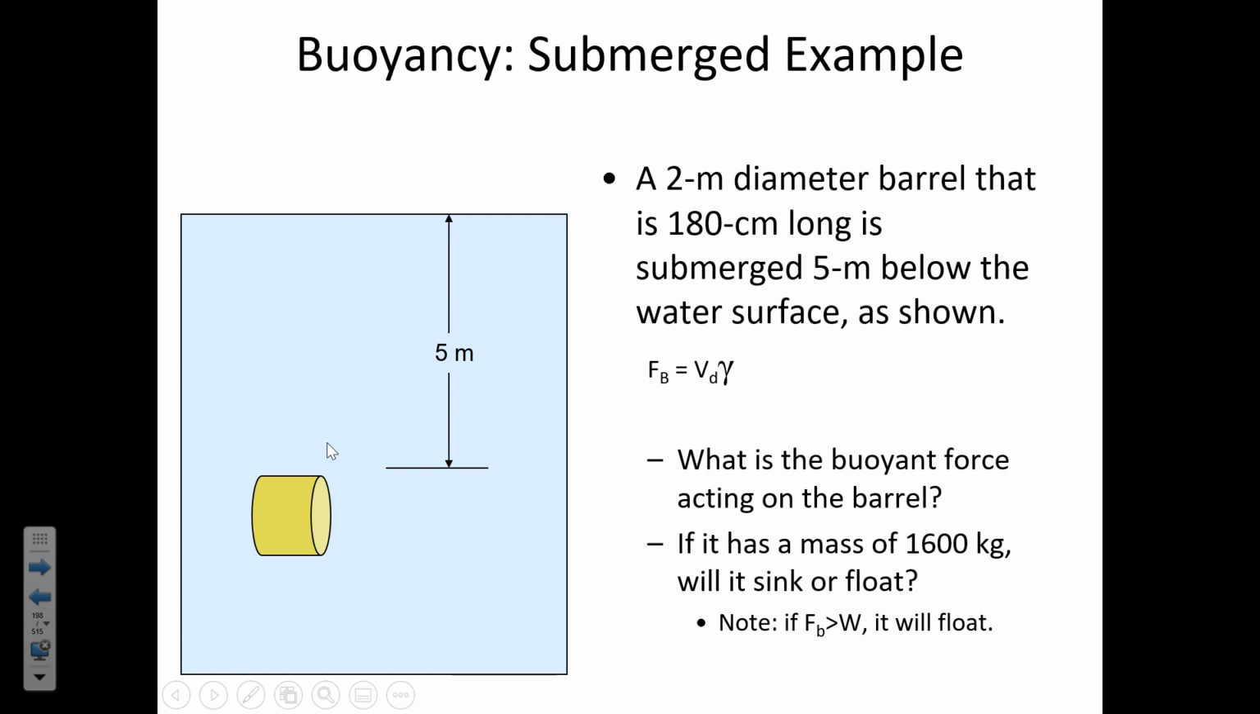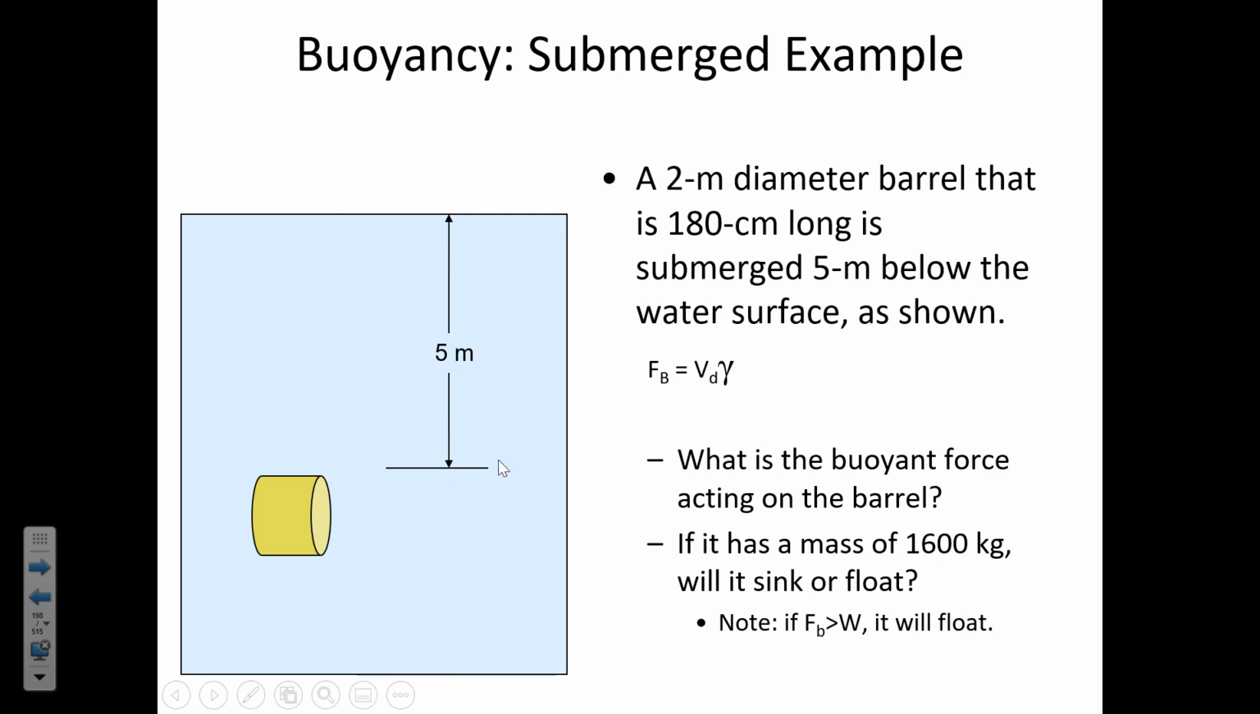The other is just to look at the volume of water that's displaced by a submerged object. And so here, this object is fully submerged. So what I'd like you to do is address this question of, will it float or will it sink? So what we know is the dimensions of the barrel. The barrel is 2 meters in diameter and 180 centimeters long. So 180 is the distance from this edge to the other, and then 2 meter diameter.